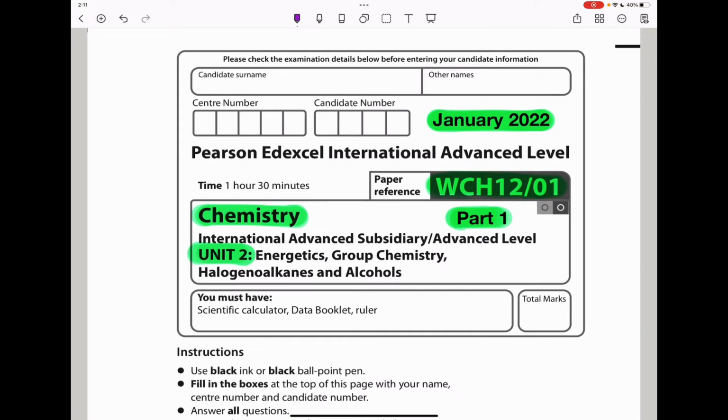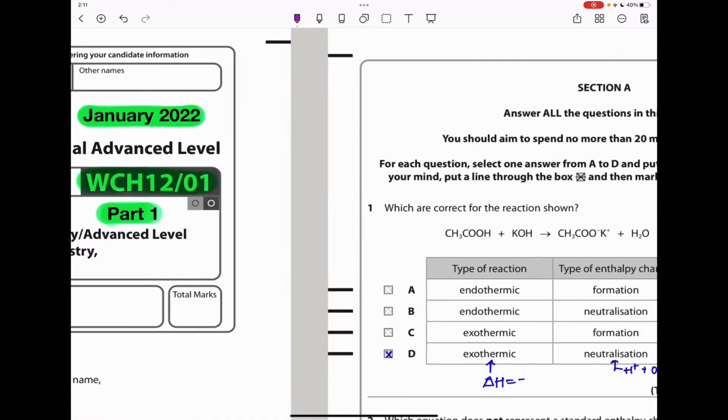Today we are doing the Pearson Edexcel International A-Level Chemistry Unit 2 for January 2022. I will do this paper in 3 parts. This is the first part, which is Section A, and I'll put the links to the other 2 videos, Section B as well as Section C, in the description box below this video. Let's begin with question 1.